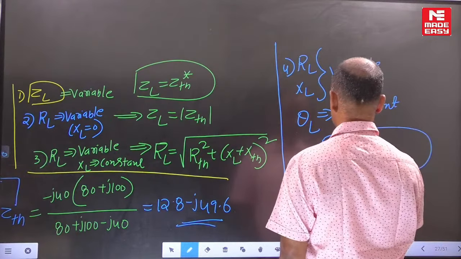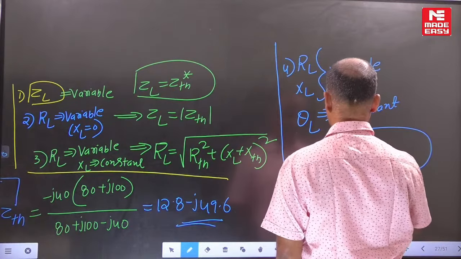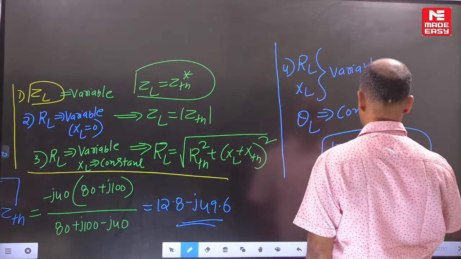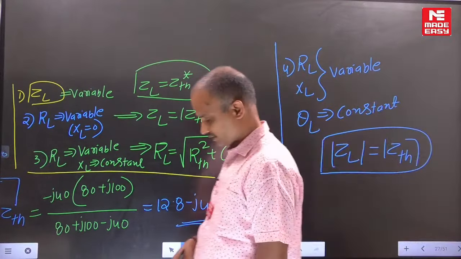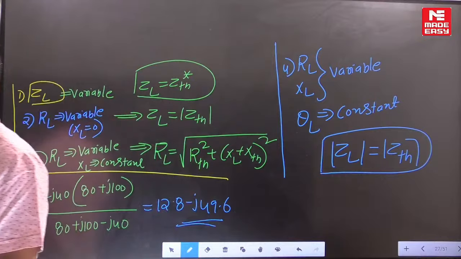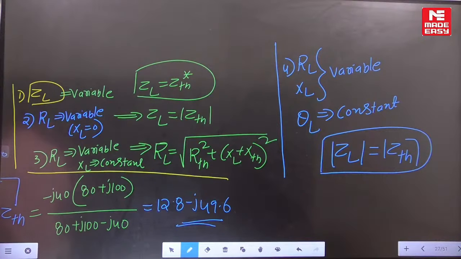Then what is the condition for maximum power? Mod of ZL equal to mod of ZTH. Conclude the answers carefully. If no information is given, by default conclude the answer as in case 1: ZL equal to Z Thevenin's conjugate.